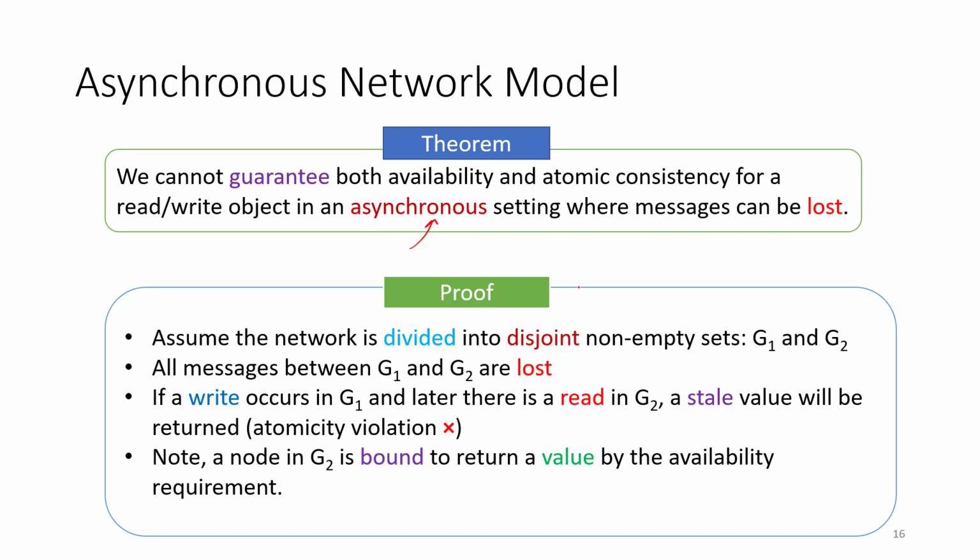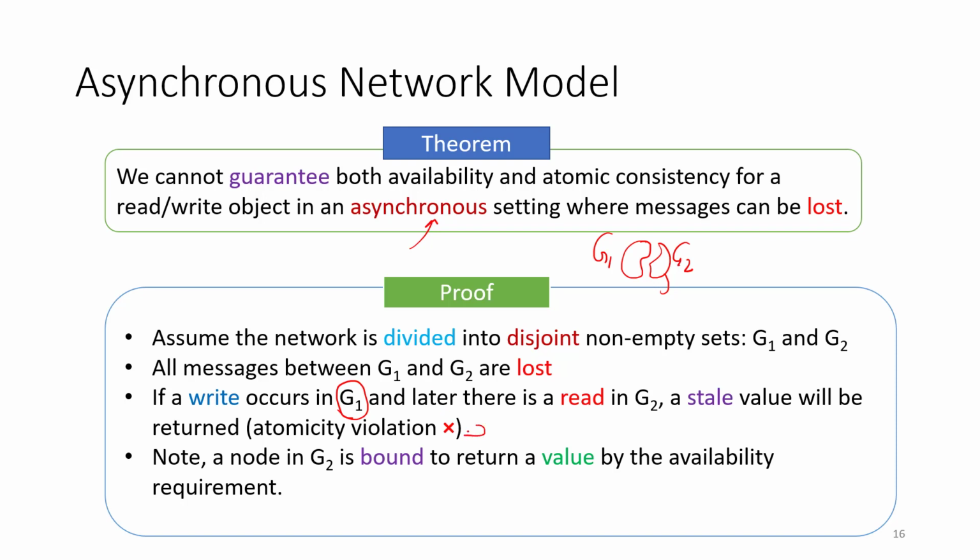Okay, why not? So assume that messages are lost and a partition is created. We call one partition G1 and the other G2. So all messages between G1 and G2 are lost. So if a write occurs in G1 and later for the same variable there is a read in G2, clearly a stale value will be returned because you are guaranteeing availability. You don't have the option of sitting on the request. You have to return whatever you have, and what you have will be a stale value because you never got a chance to get the most up-to-date value.